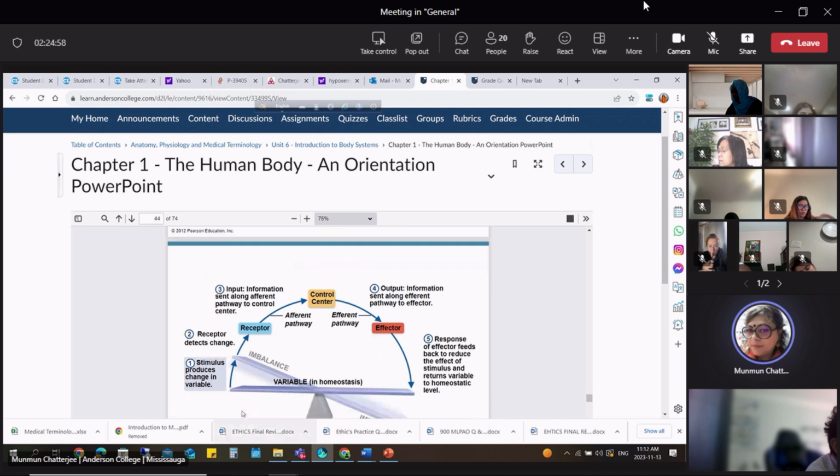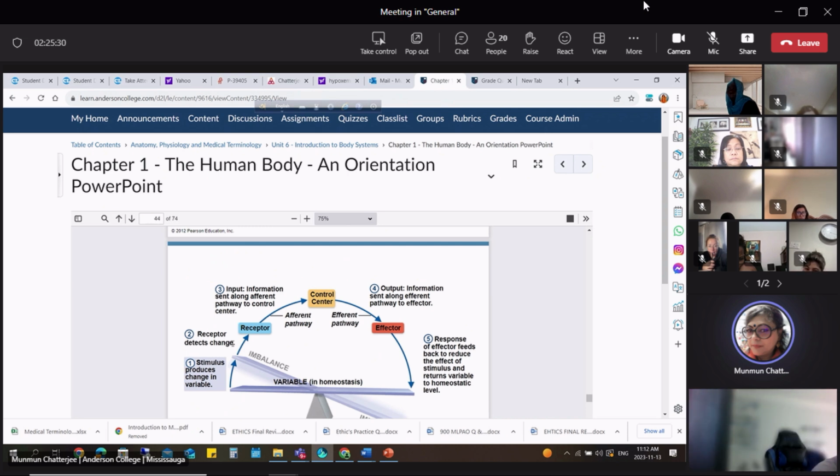So this is the balance. Any stimulus that comes produces change in the variable. This is called the variable. So it shifts the balance. Then the receptor, what we have in the nervous system, the nerve endings, are called the receptors. They pick up the signals. Then they send the signal to the brain. These we are going to learn later. They gave you this too early, so learn.